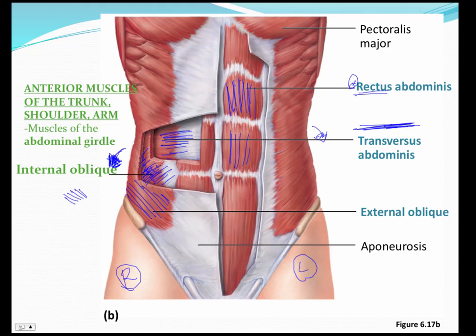Okay, finally we have external oblique. This is going to flex your vertebral column, rotate your trunk, and bend it laterally. So it's pretty much the same function as your internal oblique. But just be careful. Practice identifying your rectus, transverse abdominis, internal oblique, and then external oblique.